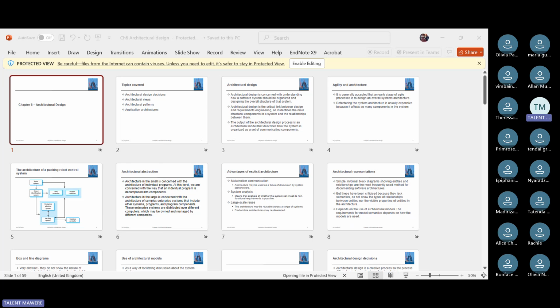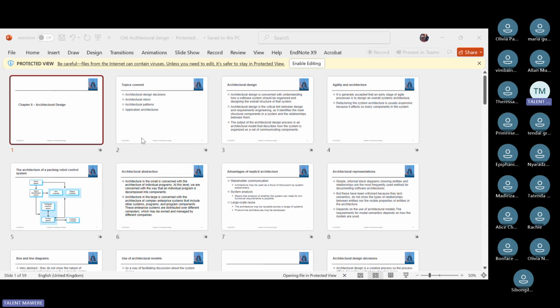So this is what we are going to talk about. We are going to talk about architectural design decisions. We are going to talk about architectural views. We are going to talk about architectural patterns and application architectures. So when you have finished the modeling, designing how your system is supposed to operate, you are supposed to then come up with the architecture of your system as a whole. We call it architectural design.